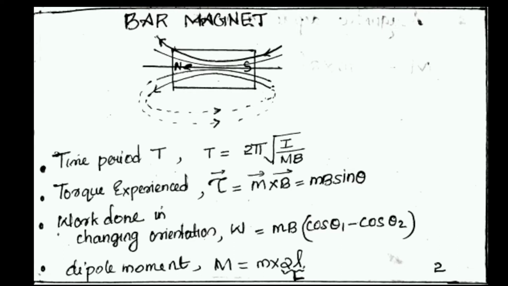Dipole moment is the product of the magnet strength into the distance between the poles. That is M equal to m into 2L, where 2L is the effective length. In general, again we can write it as M equal to m into L.